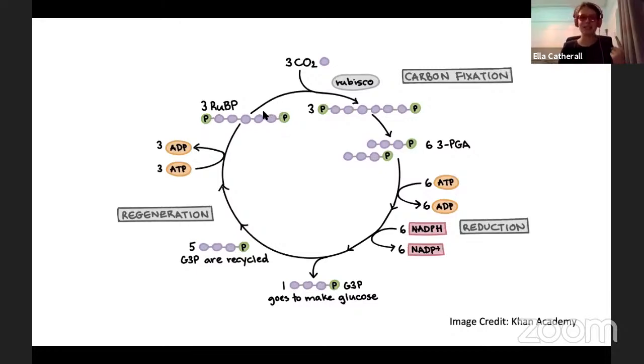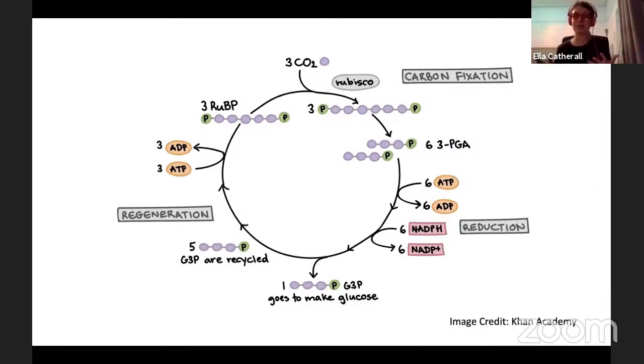Rubisco has one job. It just needs to catalyze this one reaction. However, sometimes it decides that it wants to go rogue and will go, you know what, I'm bored of carbon dioxide, and will just randomly decide that it wants to catalyze a reaction with oxygen instead. Now, the issue with this for the plant as a whole is the reaction with oxygen produces this molecule called phosphoglycolate, which is toxic to the plant. So the plant then has to expend energy in dealing with the phosphoglycolate through a process called photorespiration. And the energy it uses for that could be put to much better use, such as growing.